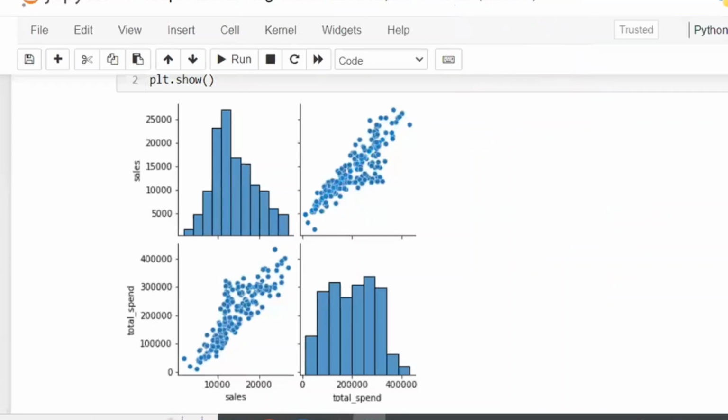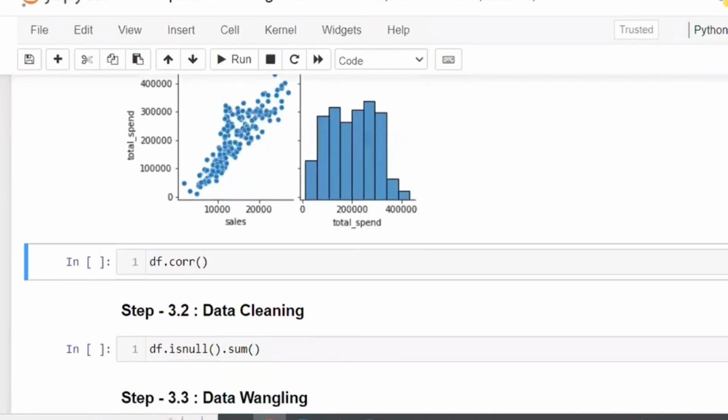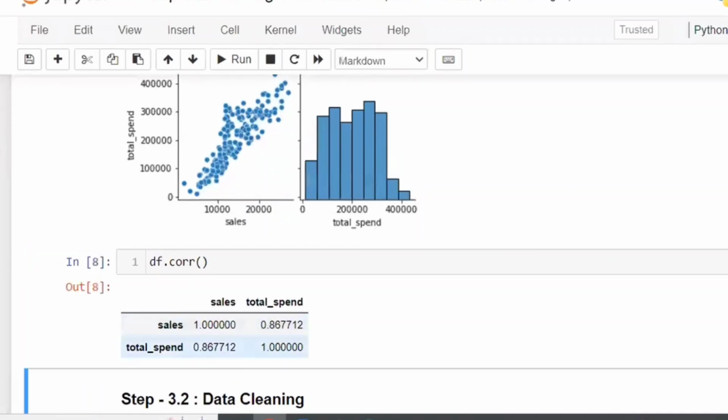Right? Now, since the data points are very close, automatically the correlation should be very high. So the correlation value is 0.86, meaning the relation between y and x has 86% correlation. The higher the correlation, the more accuracy we'll get in the data.